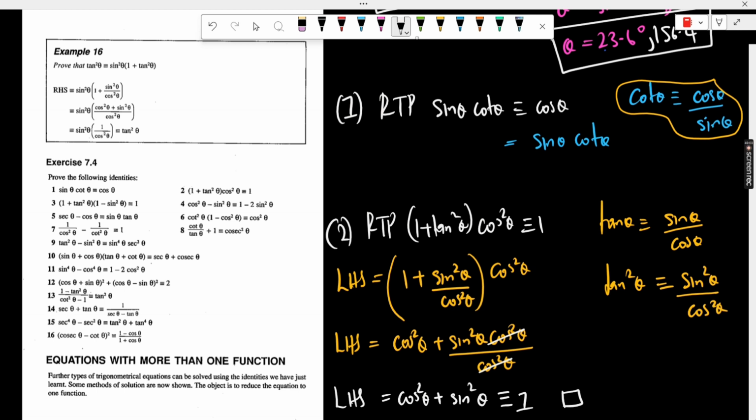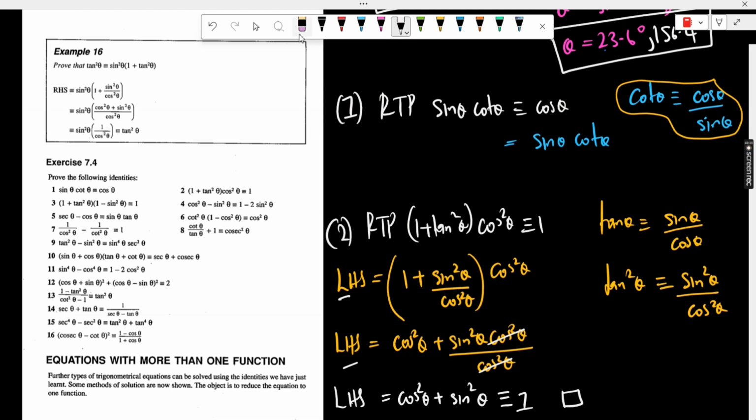Questions? Can you go over the second part again, please? When you say the second part, you mean which line? This line or this other line? The second one, the LHS equals cos squared theta plus.